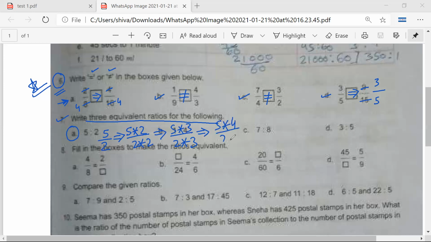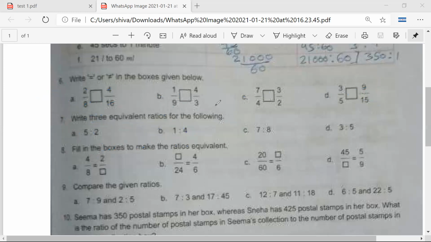No, sir. Great, sir. So all you need to do is write the equivalent fractions. If you know how to write equivalent fractions, we have discussed this in detail. Just write the equivalent fractions and you will have the equivalent ratios also.